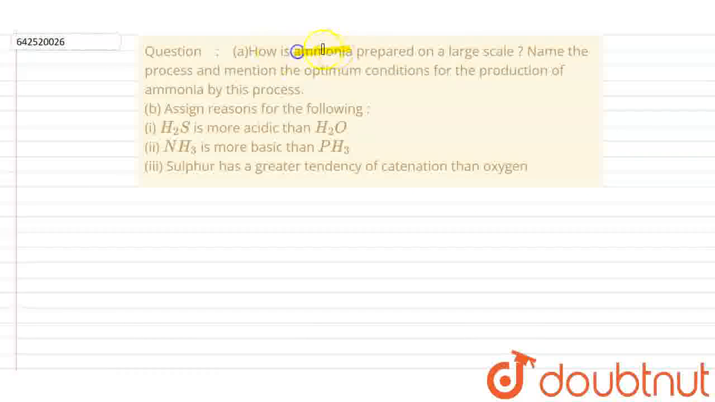Hi friends, the question is, how is ammonia prepared on a large scale? Name the process and mention the optimum conditions for the production of ammonia by this process. This is the first question. And in the second part, assign reasons for the following.